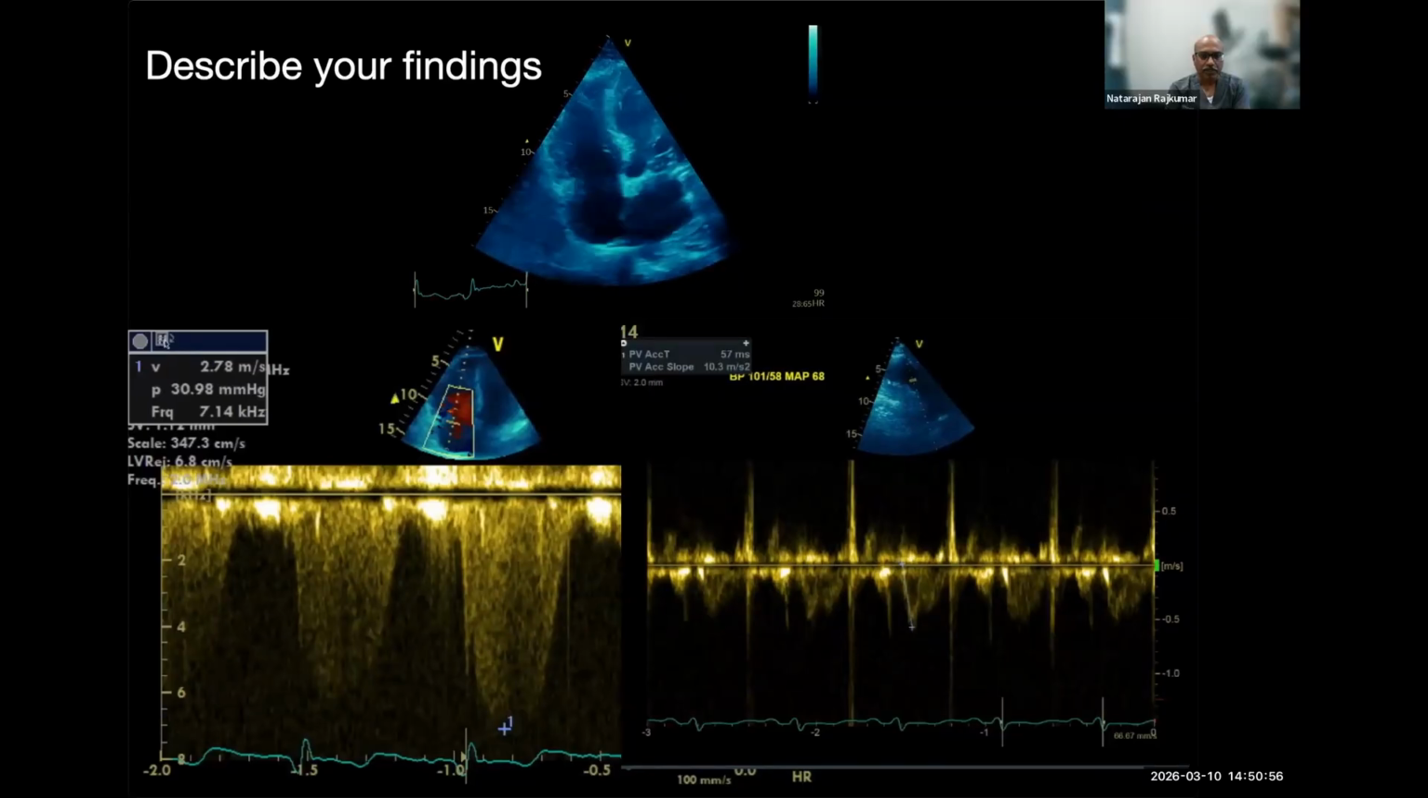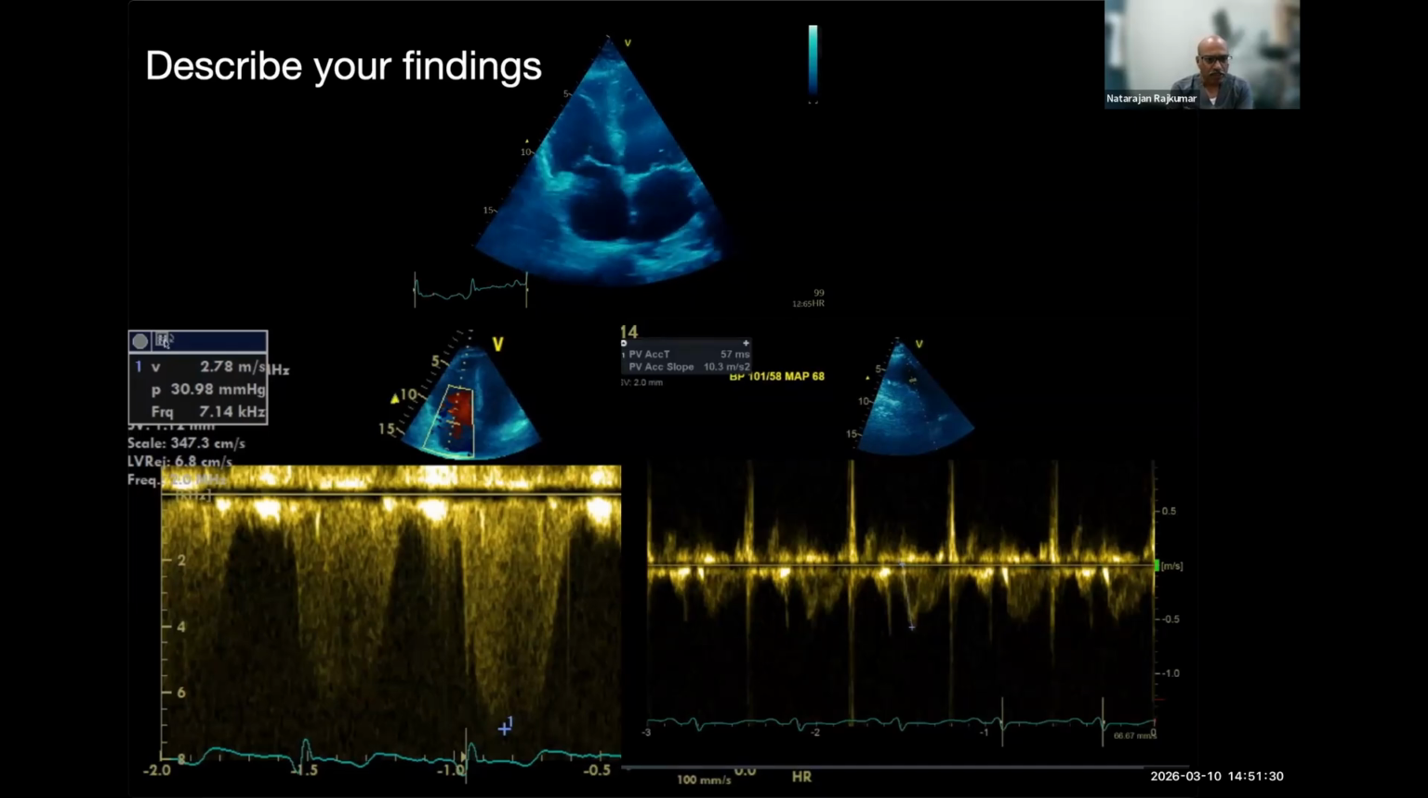The top image is RV focused apical 4-chamber. I can see the RV is severely dilated. There is bouncing of the interventricular septum. The tricuspid valve is opening well, and I think there is some good coaptation as well. The annulus appears slightly thickened, and the right atrium is severely dilated. In this picture, when compared to the previous one, I can see the left atrium also appears dilated. The LV I'm not able to see fully.